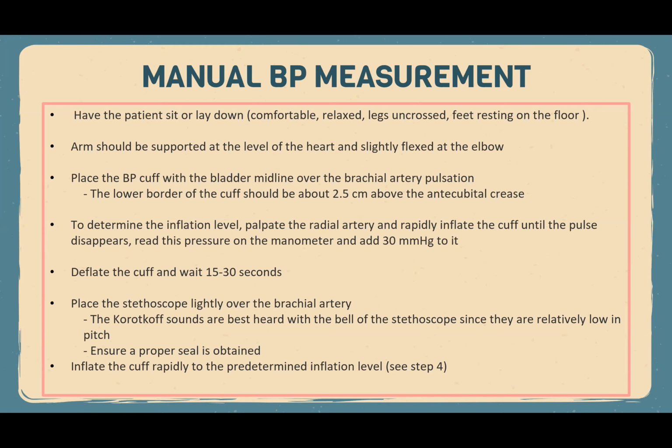So after we found the inflation level, after the radial pulse has disappeared, we need to deflate the cuff and wait for 15 to 30 seconds. And then we need to place a stethoscope lightly over the brachial artery. And then we need to inflate the cuff rapidly to the predetermined inflation level. It means we need to inflate to the level that we found before, and then add 30 millimeters of mercury to it. So if, for example, the inflation level is 100 millimeters of mercury, we need to add 30. So we need to inflate the cuff to 130 millimeters of mercury.